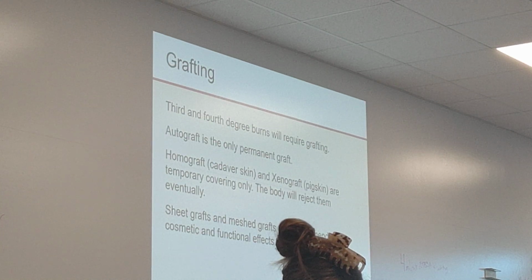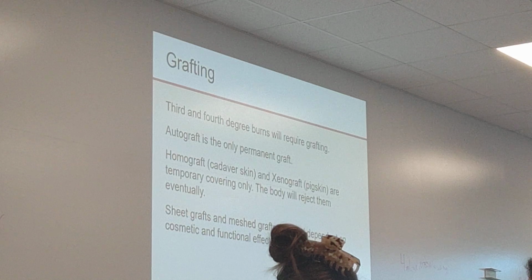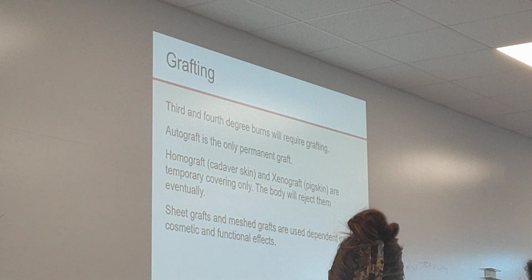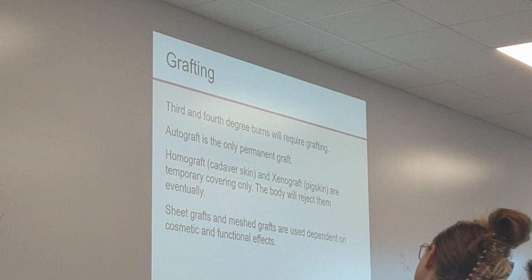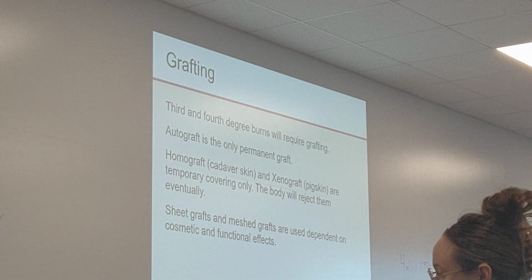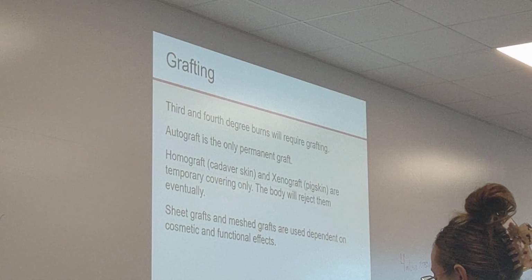We won't go too in detail with grafting, but like I said earlier, they have different types of skin grafts. Now they use fish scales and all sorts of stuff. They can do a homograft, which is from an egg diver. They can use pig skin to temporarily cover it, but the body normally rejects those. So they need something that the body's not going to reject.